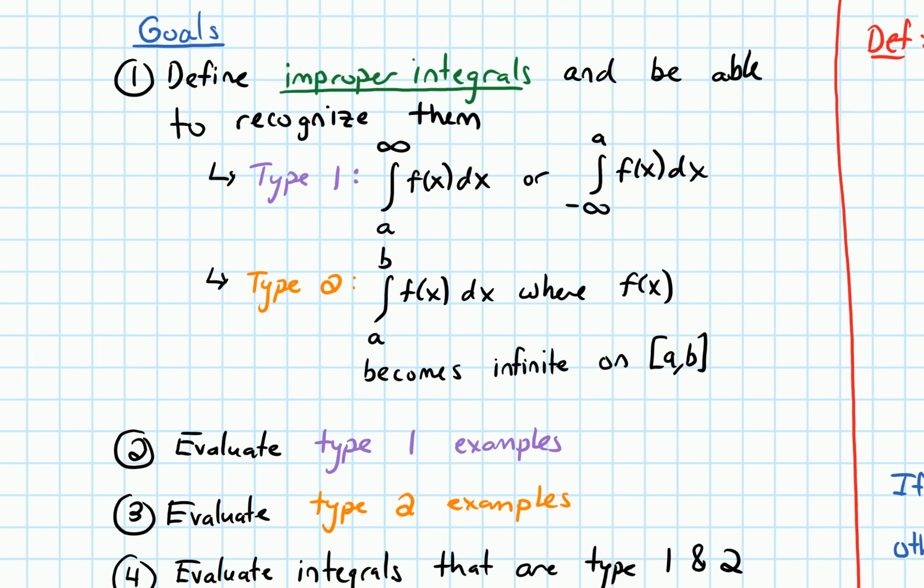In terms of our goals for this section, we have now finished our first goal. We've defined what improper integrals are and talked about what they look like. Either one of the limits of integration will be positive or negative infinity, sometimes both, going from negative infinity to positive infinity, or the second scenario is where our function becomes infinite somewhere on the interval because of a vertical asymptote. In the next video, we will define type 1 improper integrals a little more formally and do a few examples.